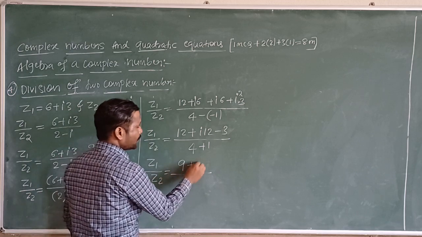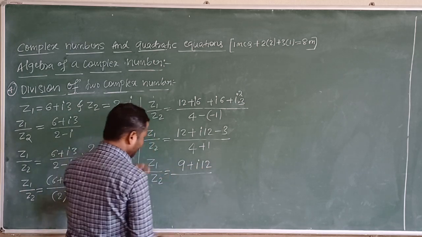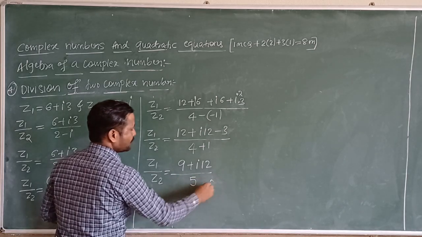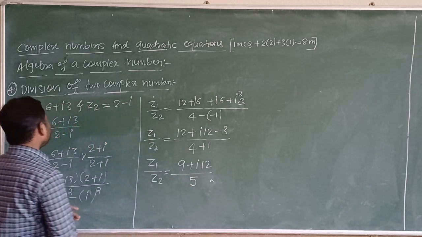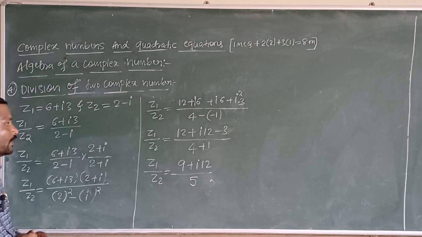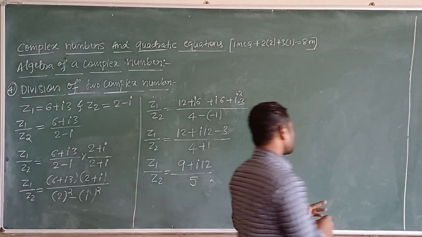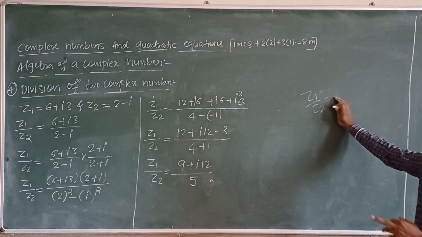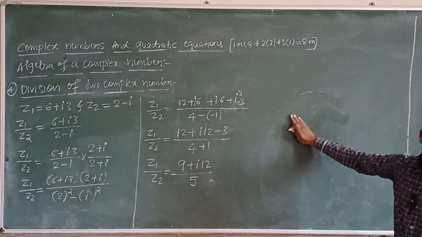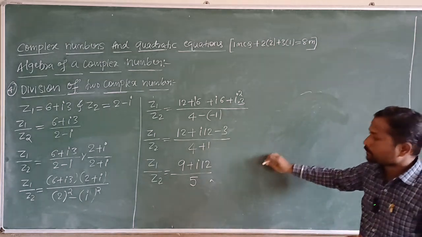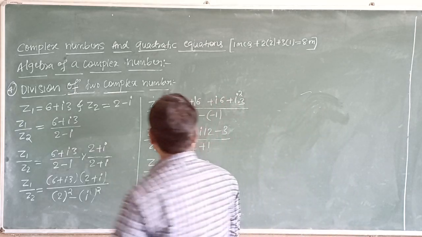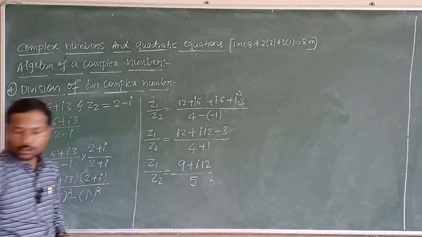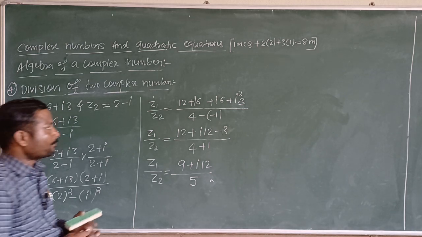Plus the imaginary part, I12 divided by 4 plus 1, that is 5. 4 plus 1 is 5. For division of two complex numbers, whenever we have to divide, compulsorily we have to go for the method of rationalizing the denominator and simplify. Next one is conjugate and modulus of complex numbers.